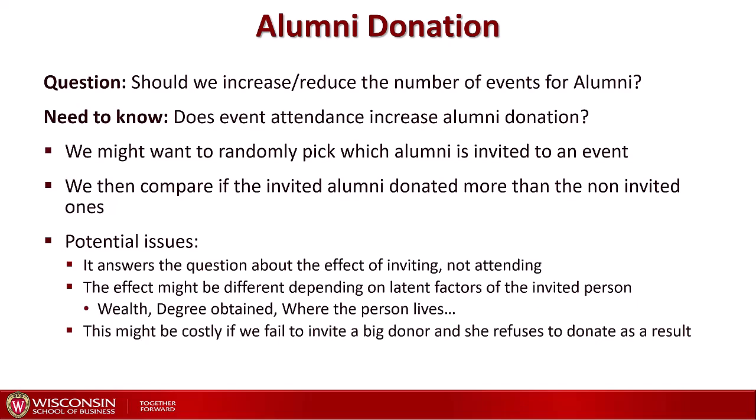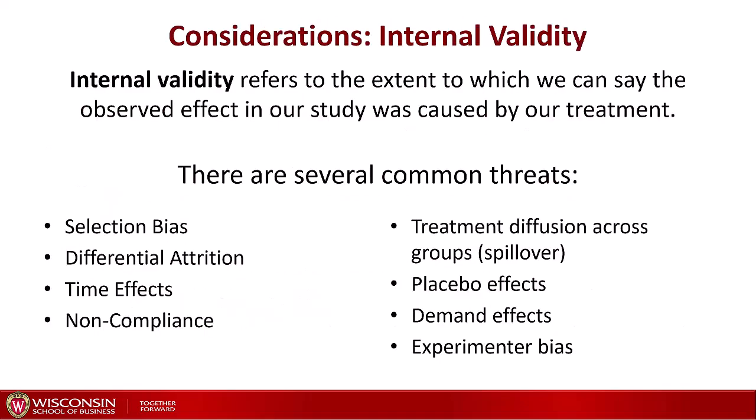One way to go around that is to invite all the big donors and to randomly invite some smaller donors. But then we will know if event invitation increases alumni donation for smaller donors. We won't know the effect for the big donors. So you have to carefully assess the risk for each case and make a decision.